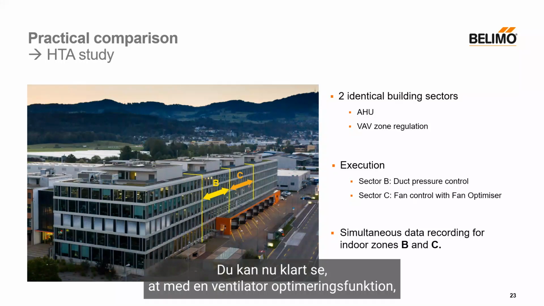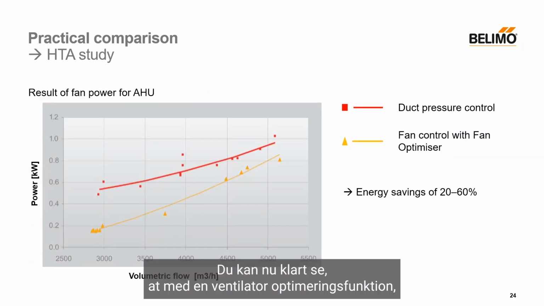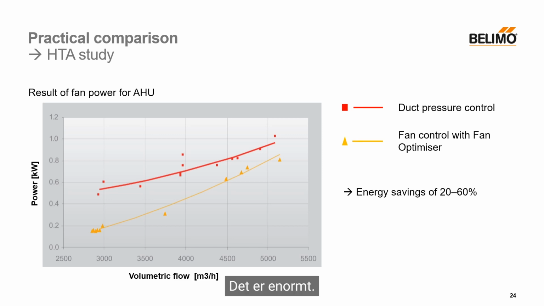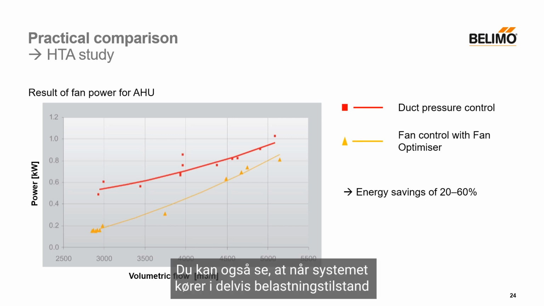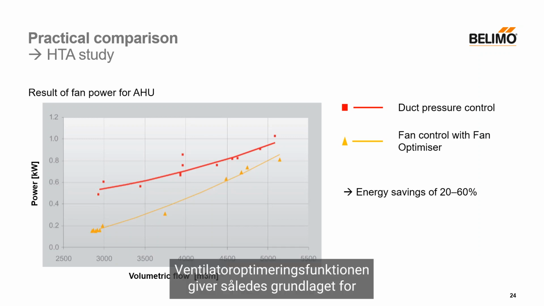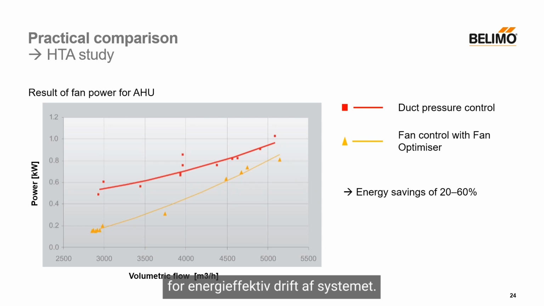You can see very nicely that with a fan optimizer function 20 to 60% energy could be saved. That is enormous. You can also see that when the system runs in partial load mode with lower volumetric flows, the savings increase disproportionately. The fan optimizer function thus provides the basis for energy-efficient operation of the system.